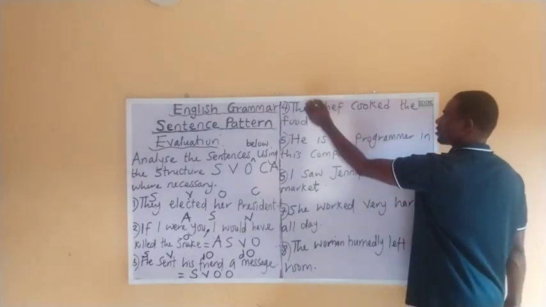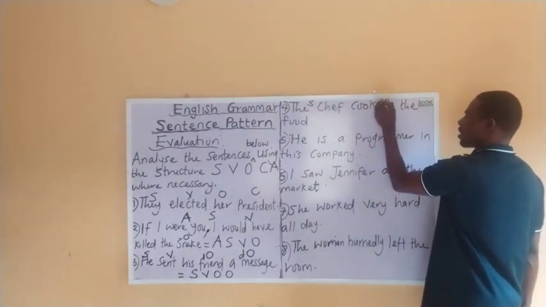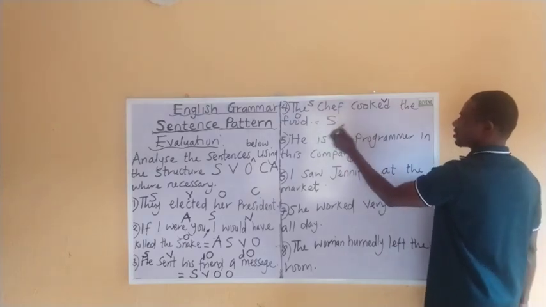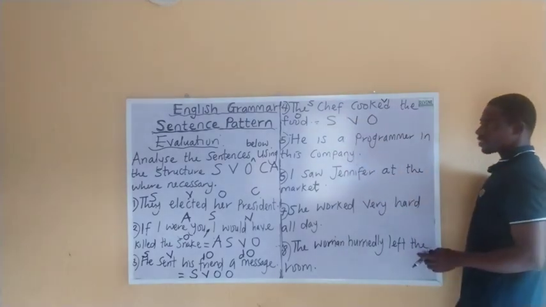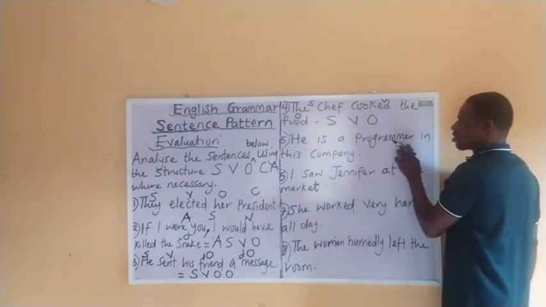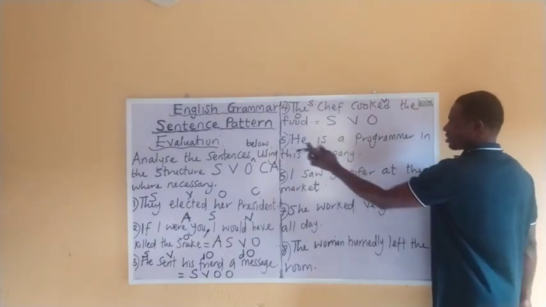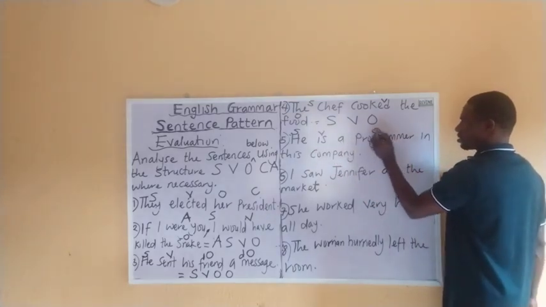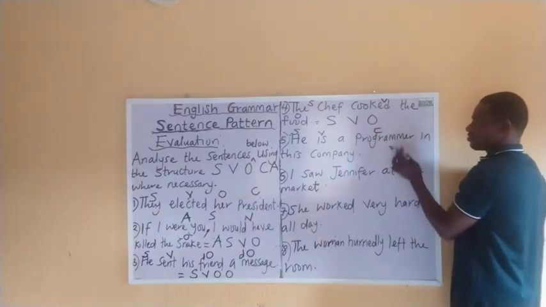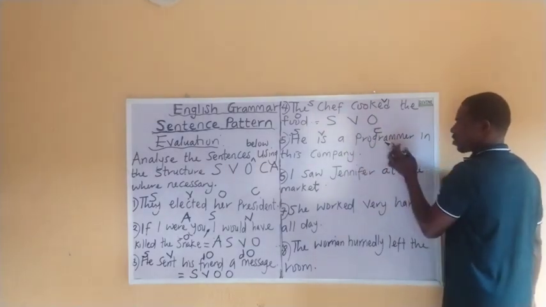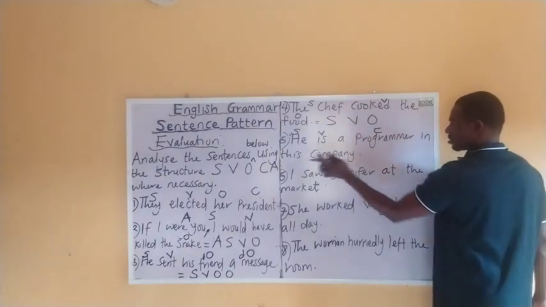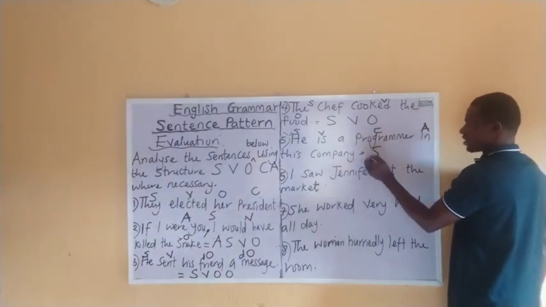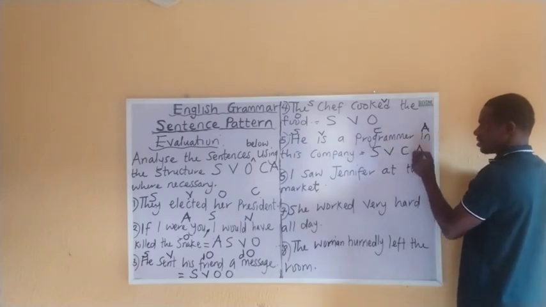Number 4. The chef cooked the food. The chef is the subject. Cooked is the verb. The food is the object. So the sentence structure is SVO. Number 5. He is a programmer in this company. He is the subject. Is the verb. A programmer is complement, referring back to he. Who is he? A programmer. Who is a programmer? He. In this company is an adverb of place. So the structure is SVCA.